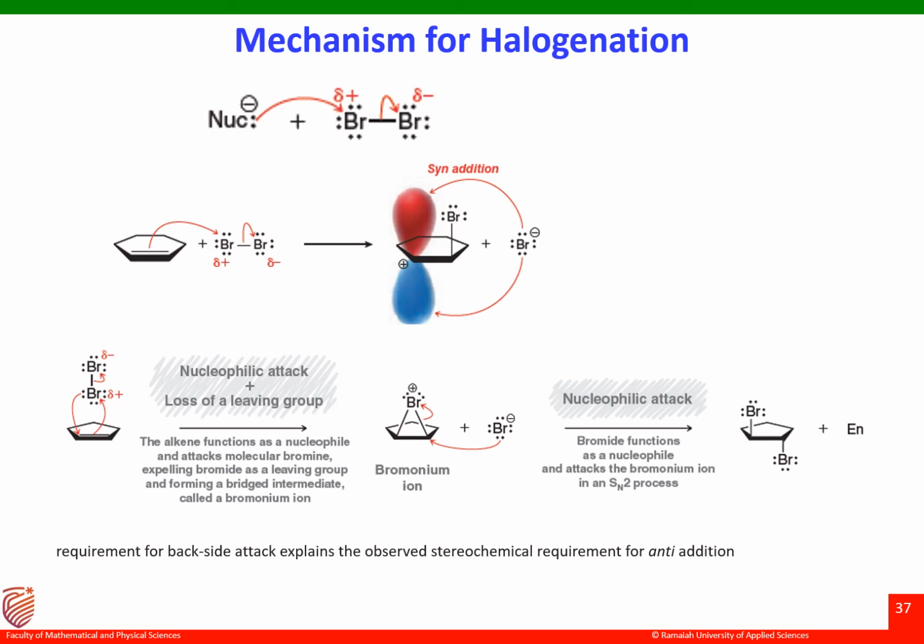The bromide ion, which is nucleophilic, can attack from either side, the front side or the back side, leading to the formation of the anti-addition. This second step is an SN2 reaction, and we know that in an SN2 reaction the backside attack is the more stereochemically favored, therefore leading to the formation of the anti-addition.